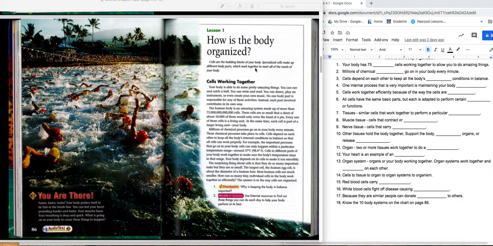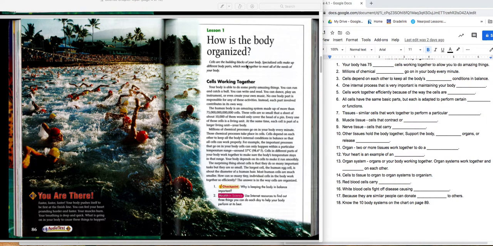Today we're going to get introduced to how our body is organized. We'll start talking about our body systems, the introduction to it, and then the rest of the chapter will be talking about each one of our individual body systems as we go through it. So you can see up here, we got our goal today. How is the body organized? We got our summary answer of that statement.